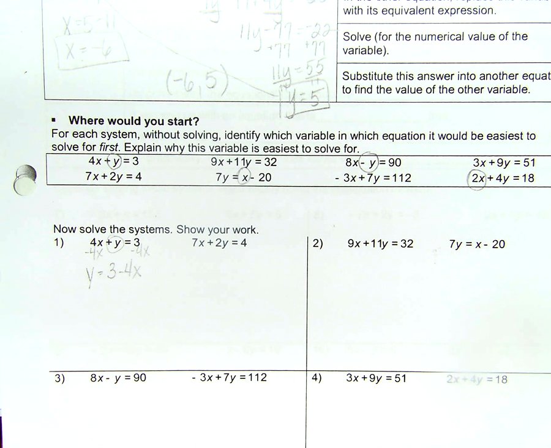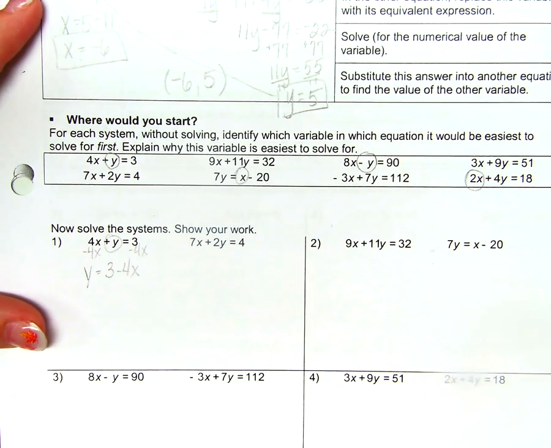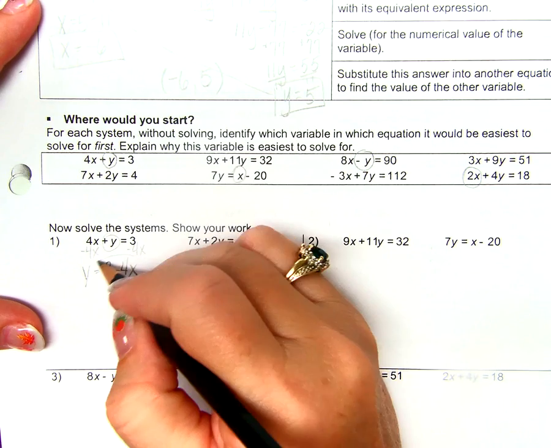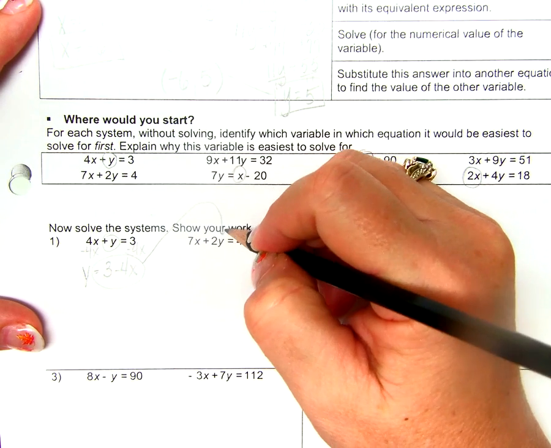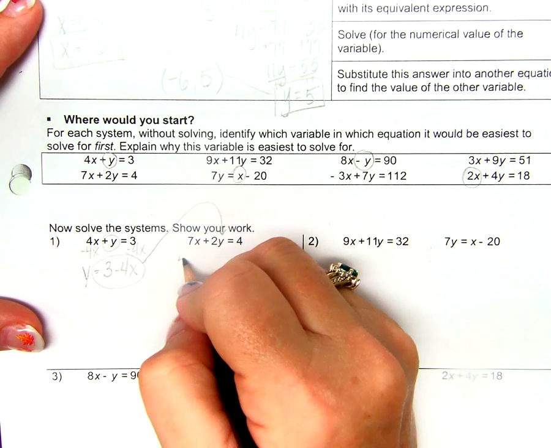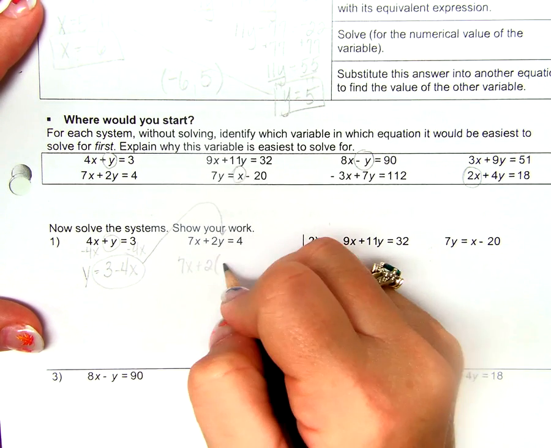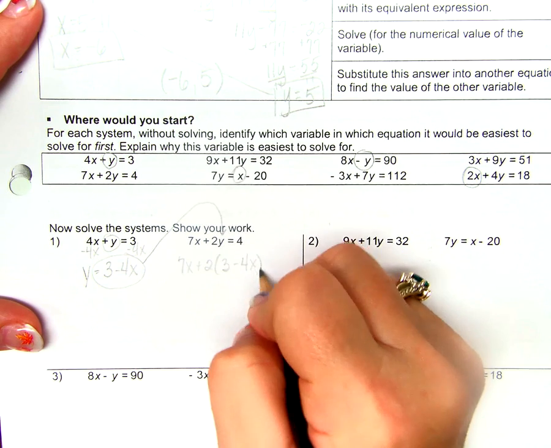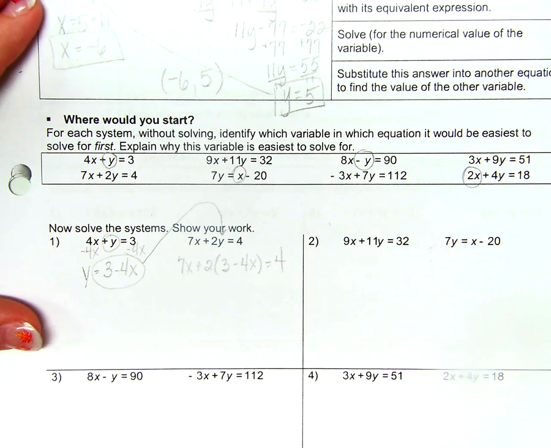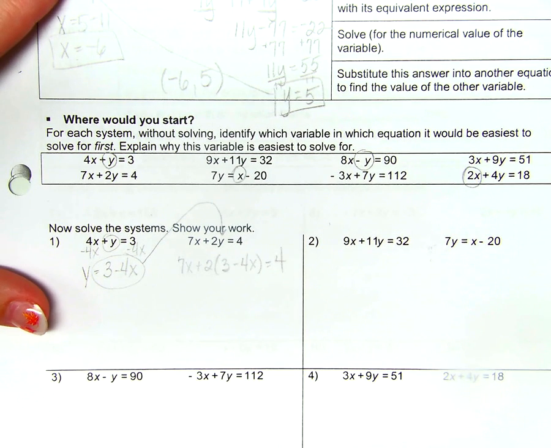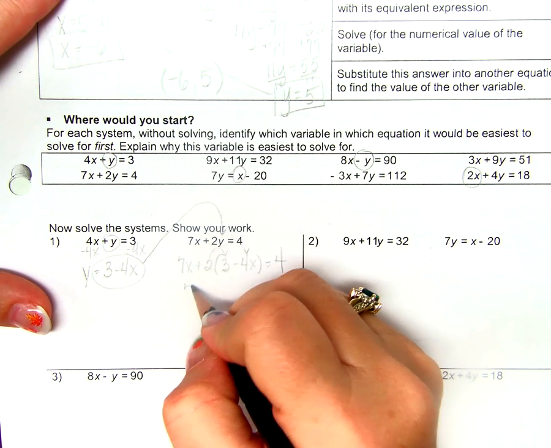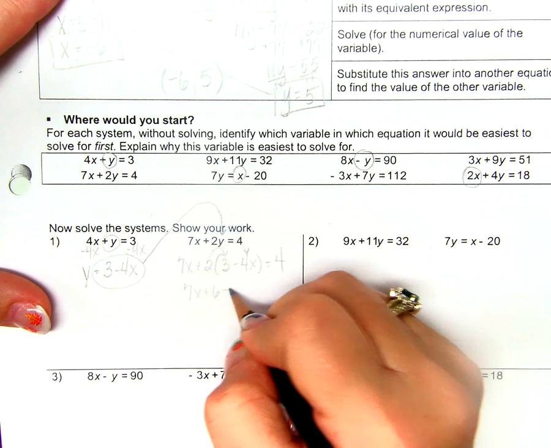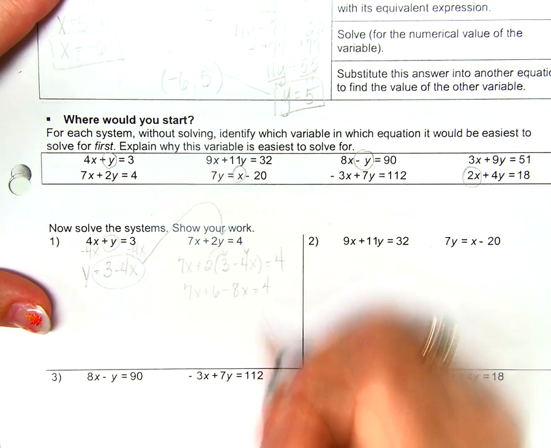Are we trying to graph here? No, we're just trying to get what y equals. And if we want to write 3 minus 4x, that's perfectly fine. Okay? What do I do with what I know what y equals? Plug it into the other equation where y is. So 7x plus 2 times 3 minus 4x equals 4. Does that make sense? Okay. Distribute, distribute. 7x plus 6 minus 8x equals 4.